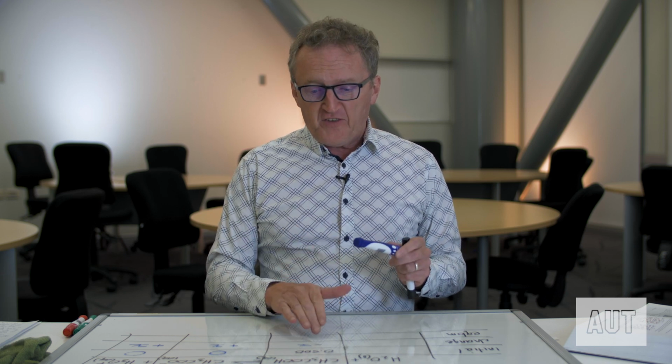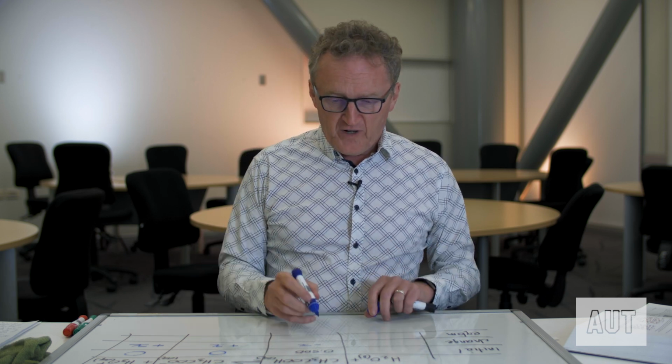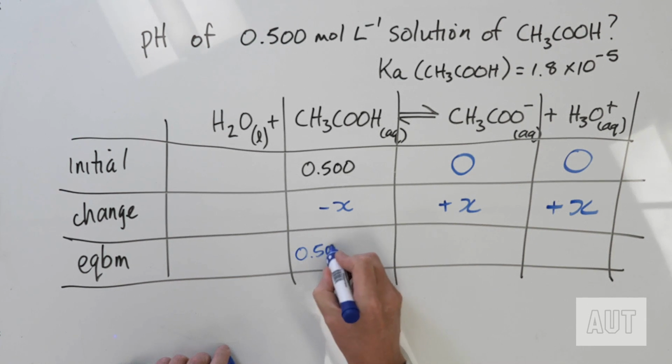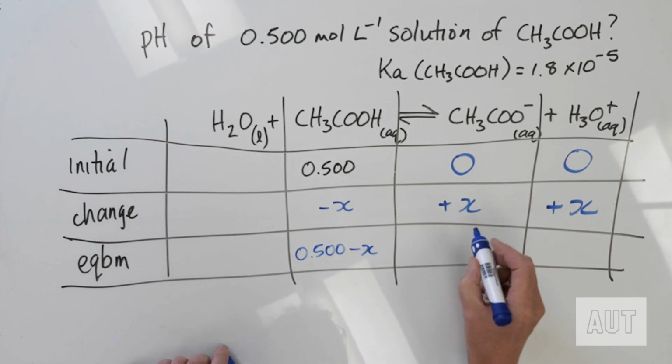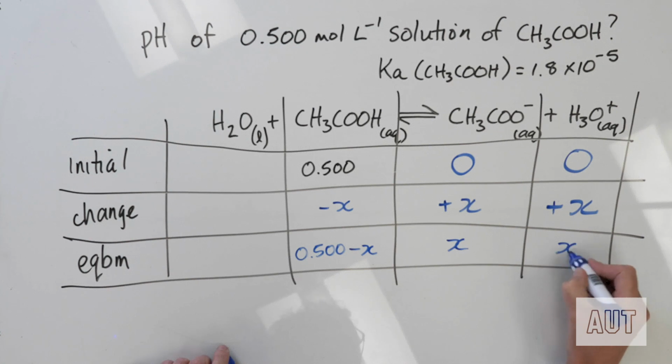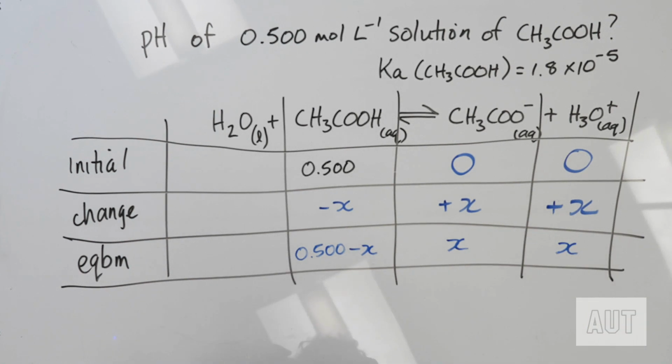And so therefore, that gives us now our equilibrium concentrations. This is going to be 0.5 minus x. This is going to be x, and this is going to be x. Okay.